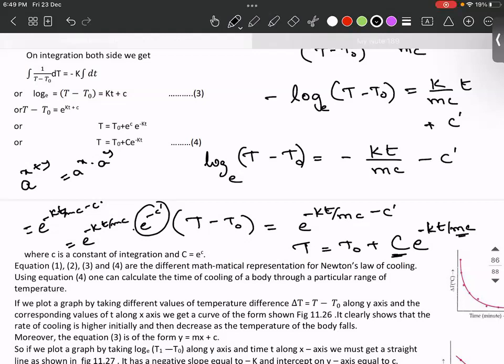So now we can make it. See, this one is one of the fuller differential equations. You need to understand how it works.